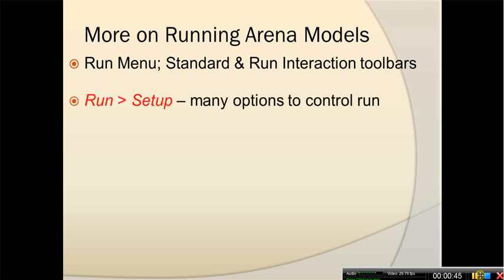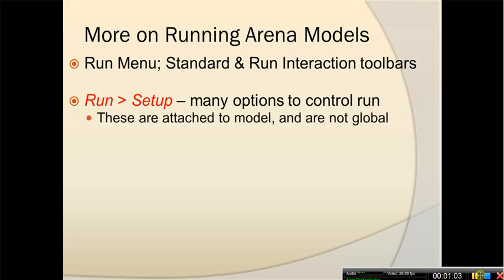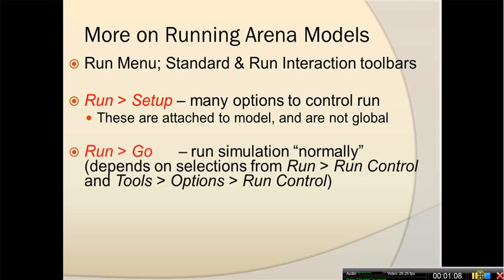As you already know, in order to control options in the run, we can go to Run and then Setup in Arena and change options that will allow us to control how we run our simulation. These are attached to the model and are not global. We can also press Run, Go or click this button to run the simulation normally, and it depends on the selection from Run Control and Tools option Run Control.